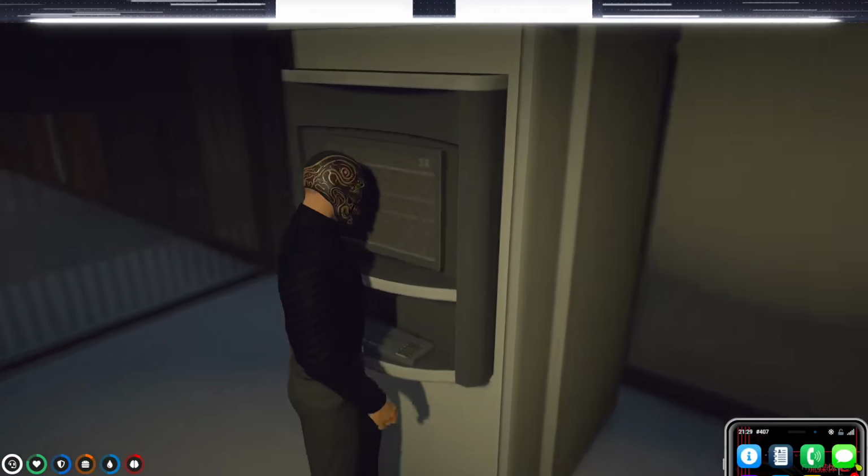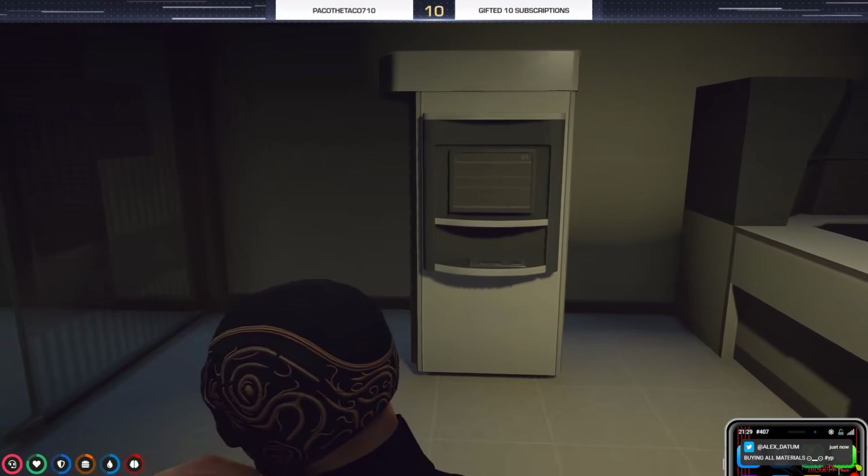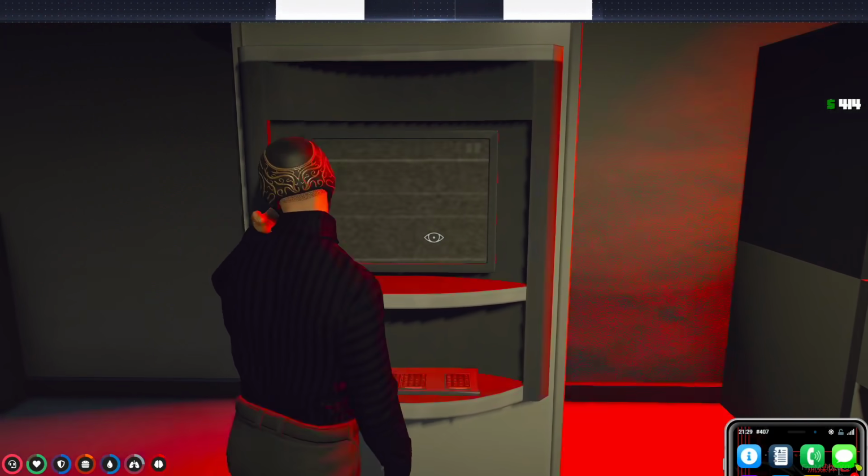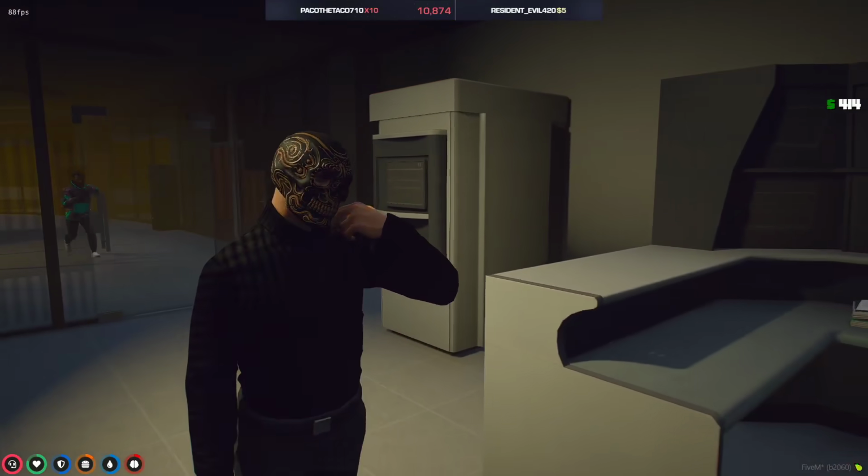Were these lights always here? This was never here. No, this was never here. I would have noticed this last time I came here.